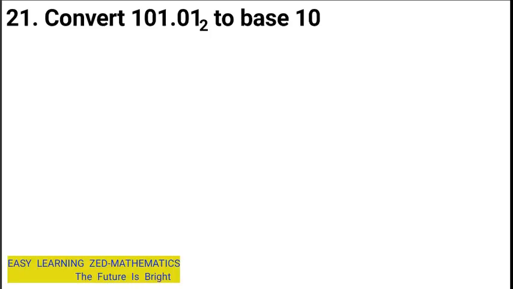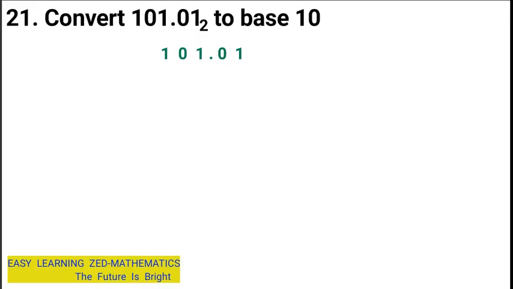Okay, question 21 was: convert 101.01 in base 2 to base 10. So students were asked to convert that number into base 10. What you need to do is first identify the place values of the number. So I'm going to write the number like that. Then I'm going to identify the place value of the digits in this figure.